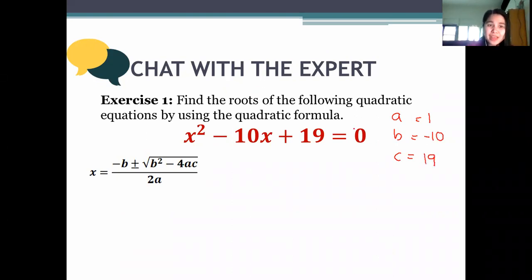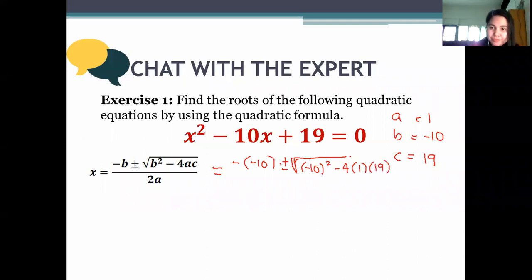So we'll substitute them to our quadratic formula. Ready? Negative B, so negative of negative 10, minus 10, plus and minus the square root of B squared, negative 10 squared, minus 4 times A times C, all over 2A.